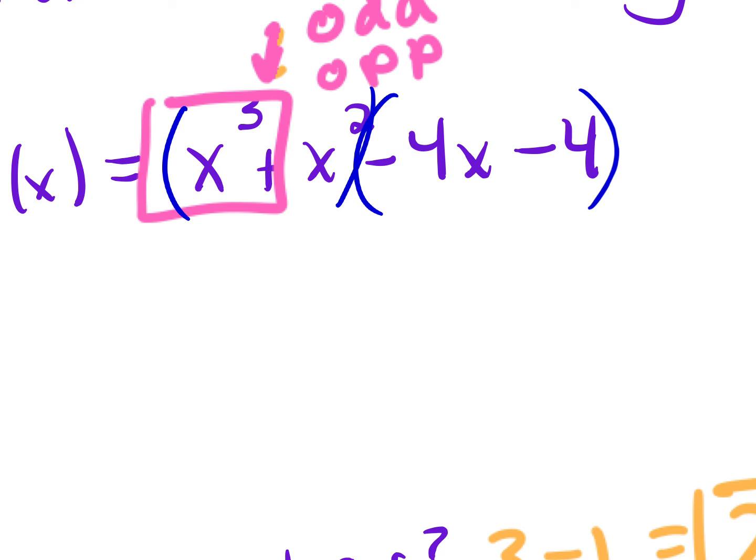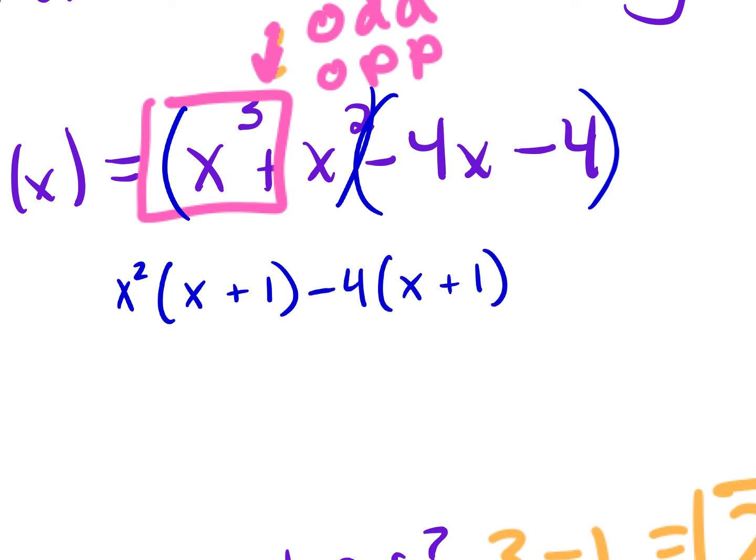What can I take out of the first group? X squared. So take out an x squared, and I'm left with x plus 1. What can I take out of the second group? -4, and I'm left with x plus 1 again. What do I do next? I take out the x plus 1, and then what goes into my other group? X squared minus 4. So the ones on the outside go together.